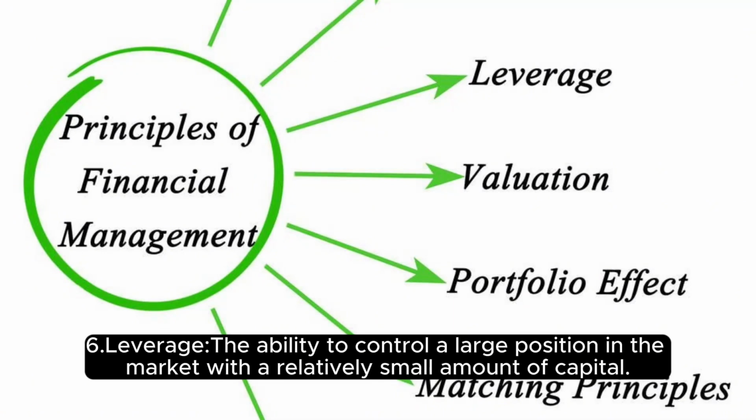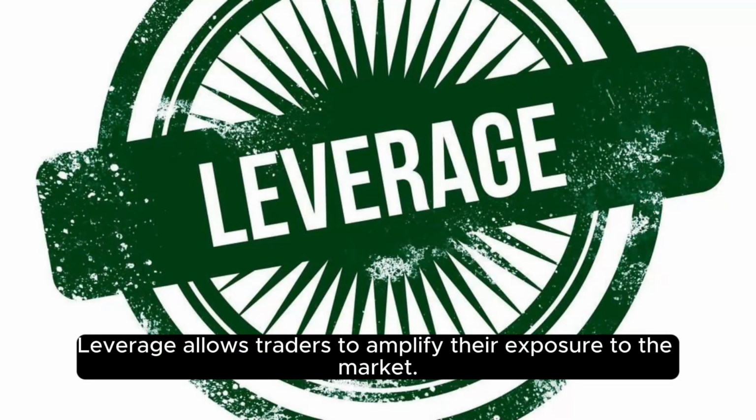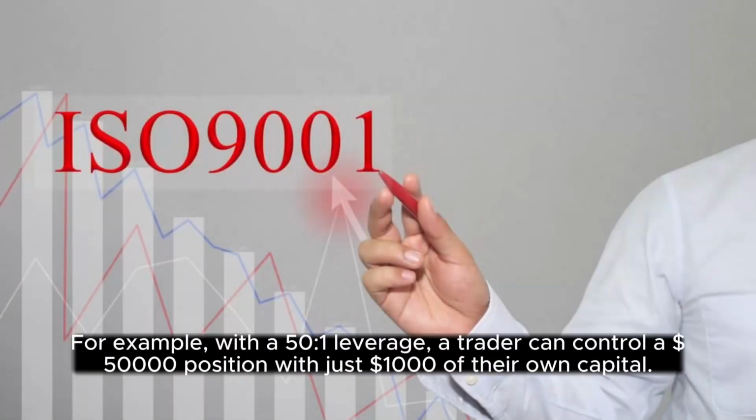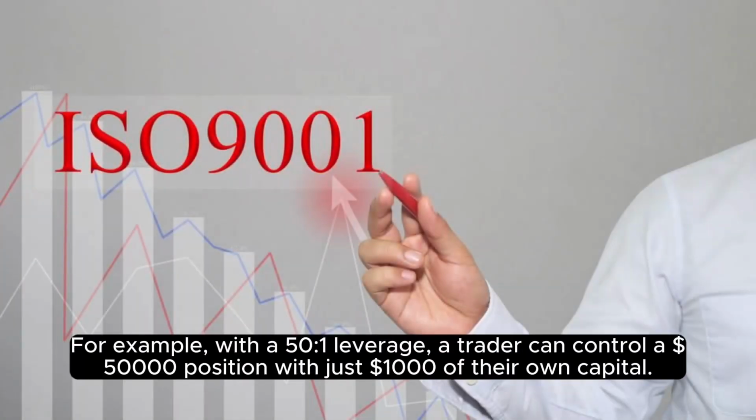6. Leverage. The ability to control a large position in the market with a relatively small amount of capital. Leverage allows traders to amplify their exposure to the market. For example, with 50-to-1 leverage, a trader can control a $50,000 position with just $1,000 of their own capital.